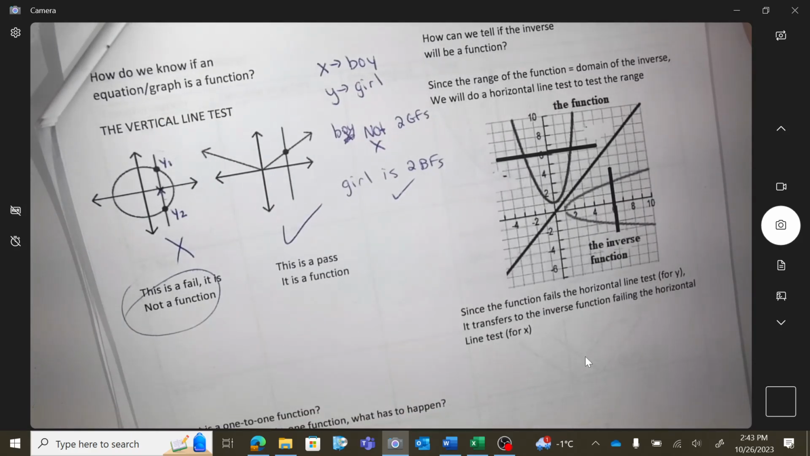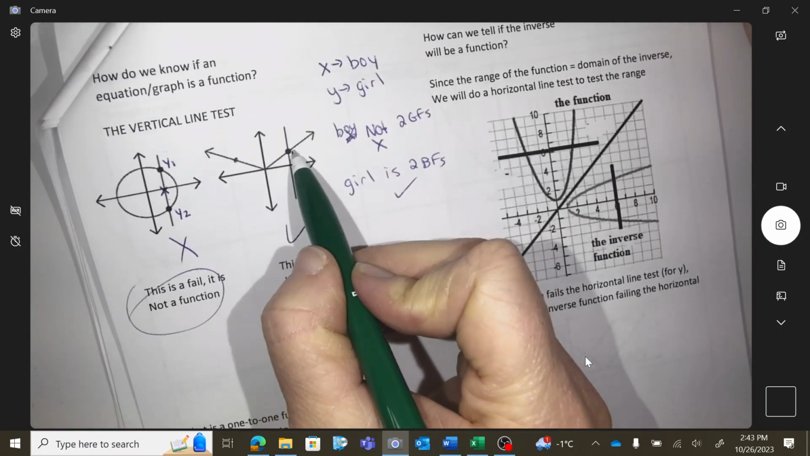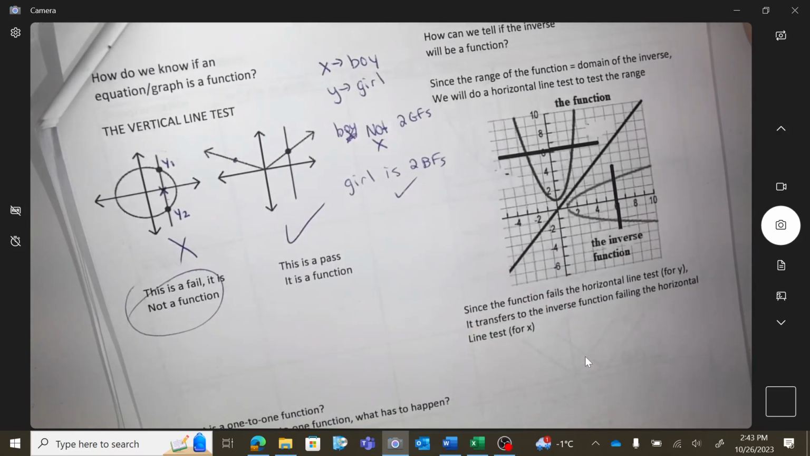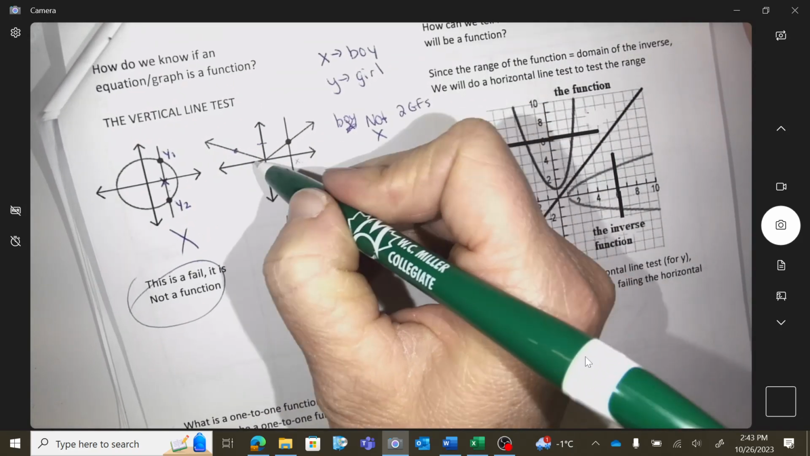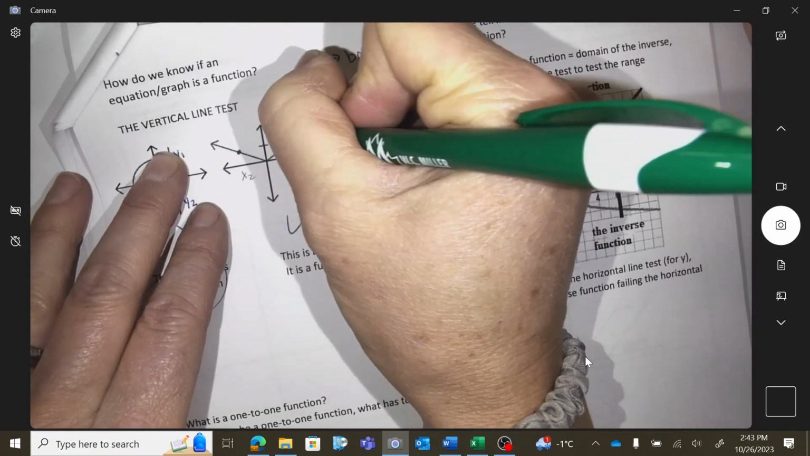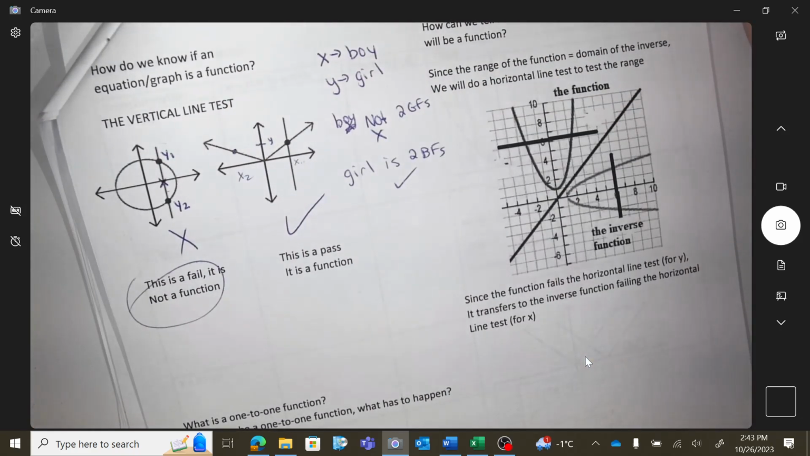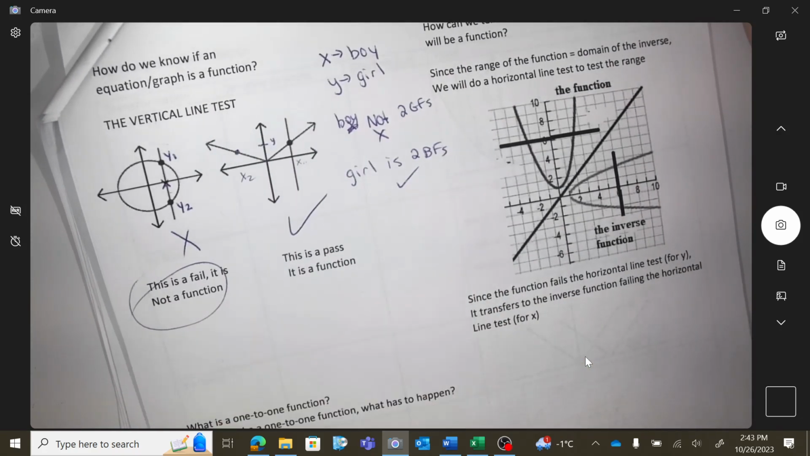Did you notice these two girls would have had the same boyfriend? This girl has two boyfriends, but that's okay. This y value has two x values, but that's okay, because it passes that.